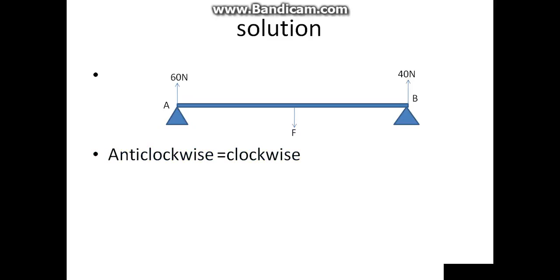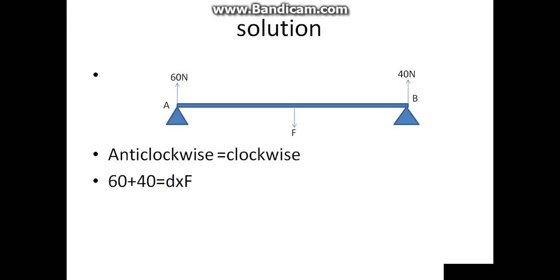Solution. Since the body has a reaction of 60 Newton at A and 40 Newton at B, we have to get the force F, which is at the center of gravity. Clockwise moment is equal to anticlockwise moment. The sum of the reactions equals the moment. We have that 40 plus 60, or 60 plus 40, equals D times F, which is the distance times the force F at the center of gravity.